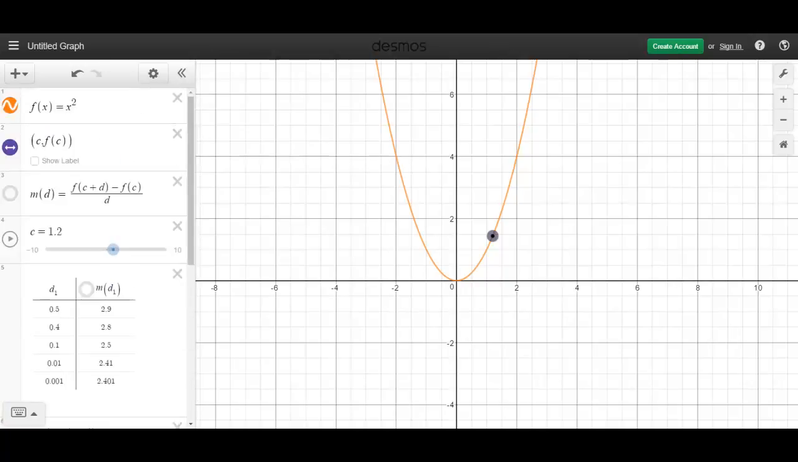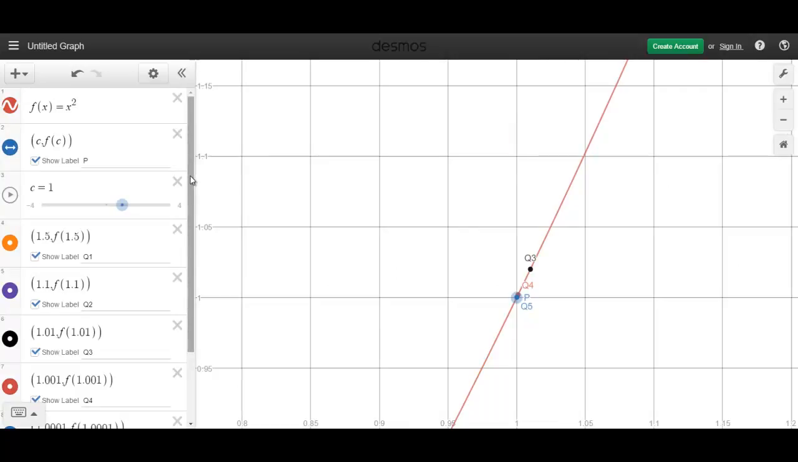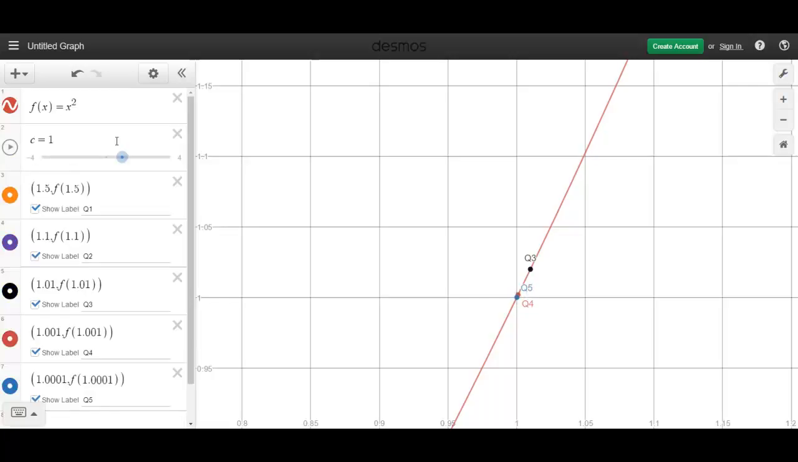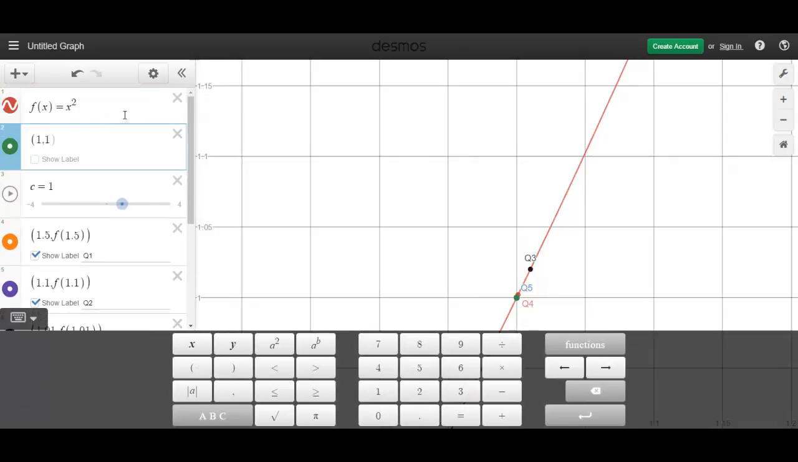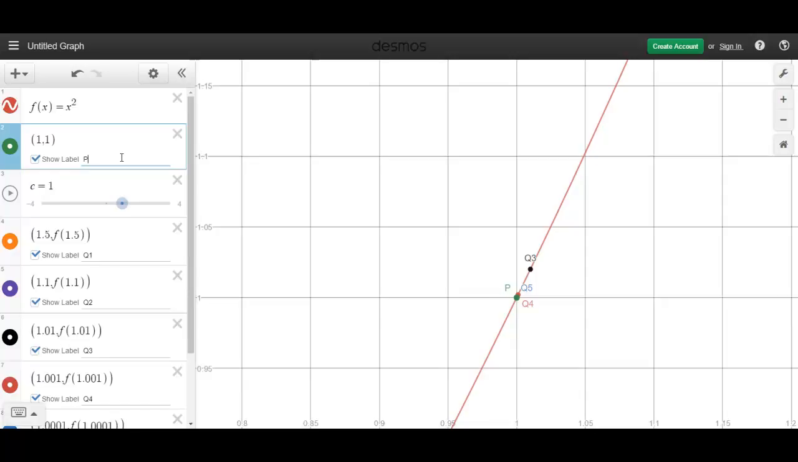All right. So now let's go back to where we were. We want to write just regular old, nothing dynamic here. We just want to write the equation that passes through the point 1, 1. That's P. Remember this right here, P. Let's make it not dynamic. Let's go here and just put 1, 1. There's P. Nothing dynamic. We're not going to change anything. So we want to find the secant line PQ1. So we have 1, 1 and 1.5, 1.5.